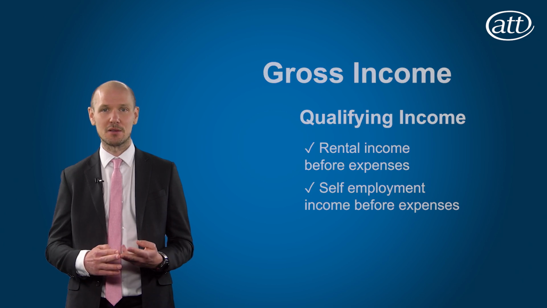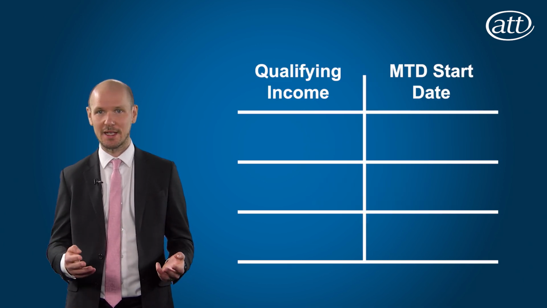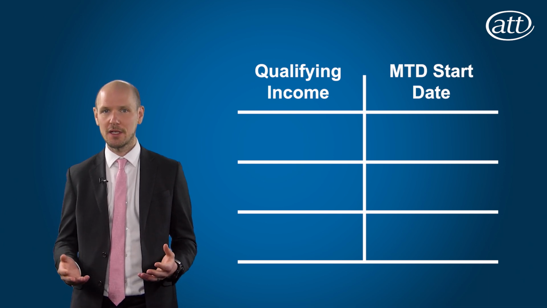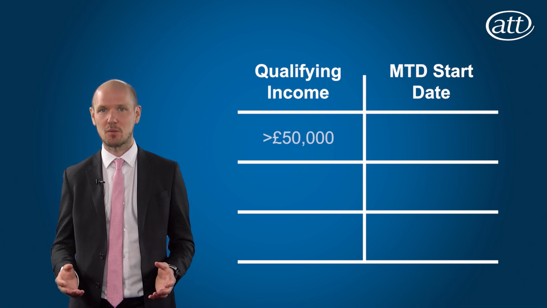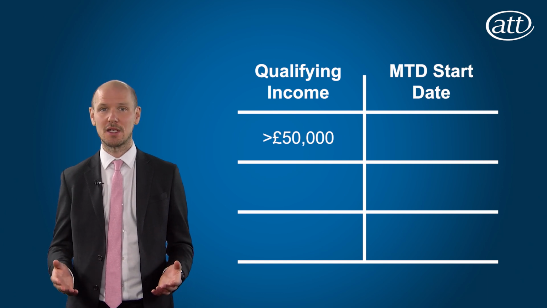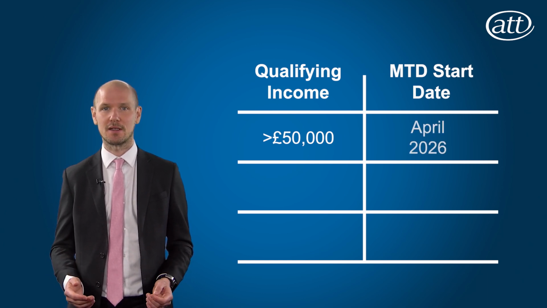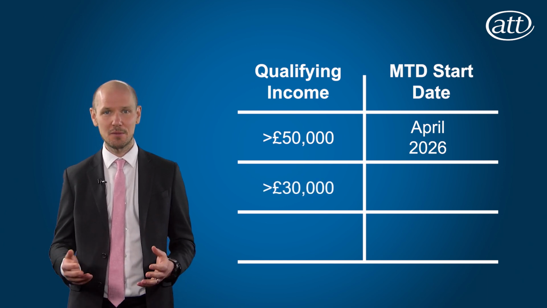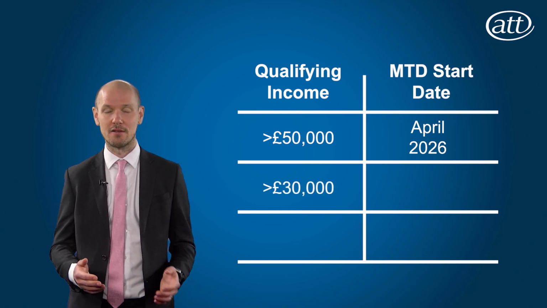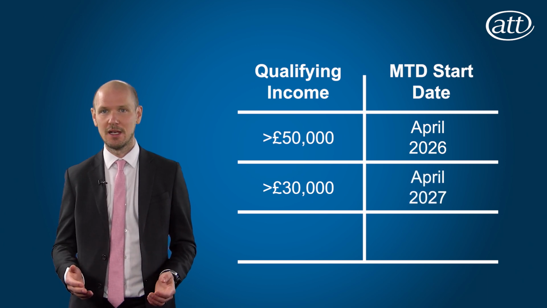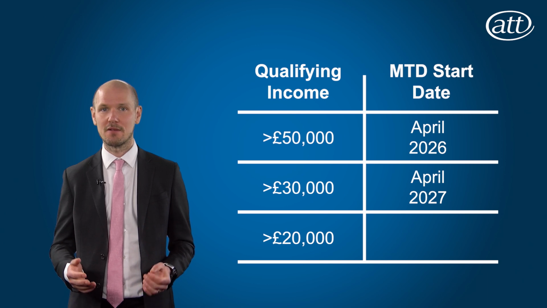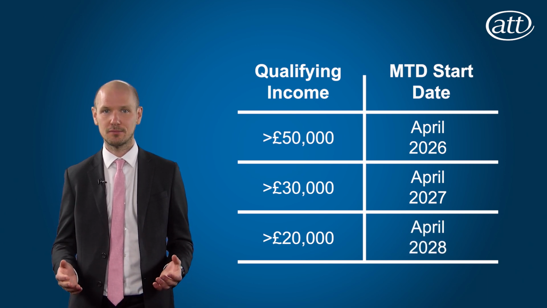There are 3 thresholds to remember which determine when landlords might need to comply with MTD. If your qualifying income is more than £50,000, you'll need to comply with MTD from April 2026. If your qualifying income is more than £30,000, MTD will affect you 1 year later, from April 2027, and if it's more than £20,000, you'll need to comply with MTD from April 2028.